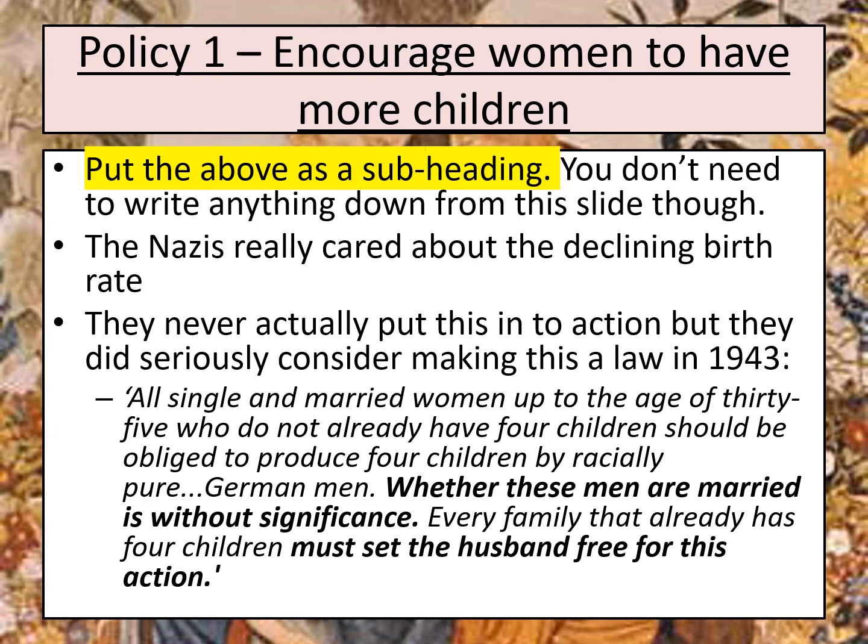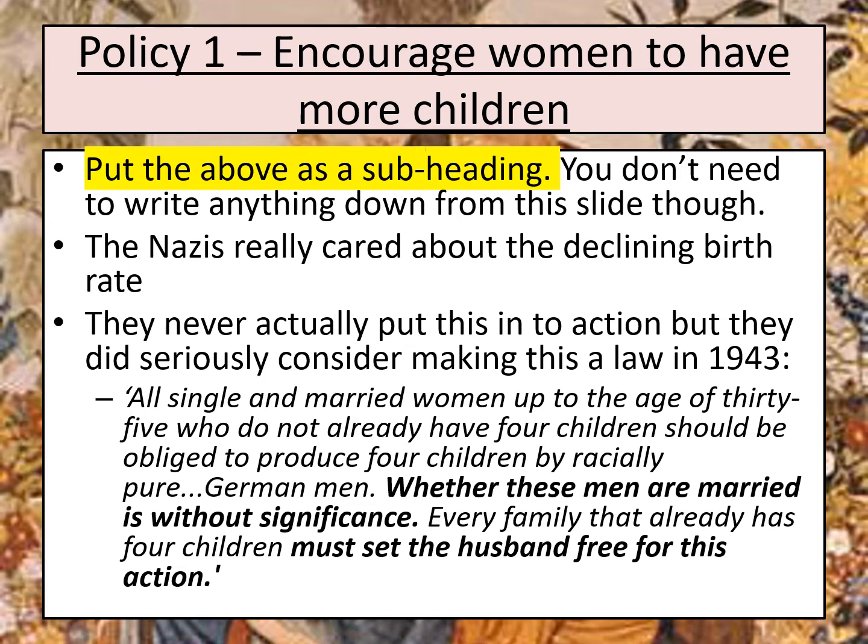They never actually put this law into action, but I'm just going to talk to you about a law that they proposed in 1943 that said that all single and married women up to the age of 35 who do not already have 4 children should be made to produce 4 children by racially pure German men. Whether these men are married is without significance. Every family that already has 4 children must set the husband free for this action.